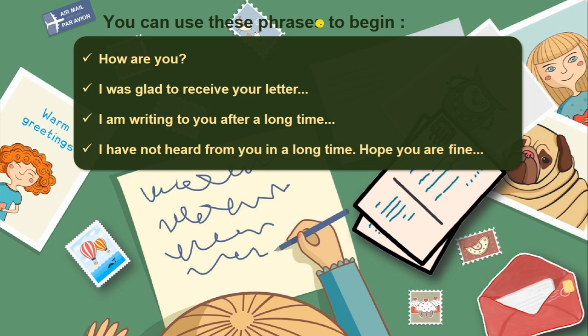Okay, when you're beginning with your letter, what all can you write? You can use these phrases. These will help you to begin the letter. You can begin with, how are you? Or you can say, I was glad to receive your letter, because this is your friend or your close circle. So you must have received letters from them in the past. So you can say, I was glad to receive your letter. You can also say, I'm writing to you after a long time.